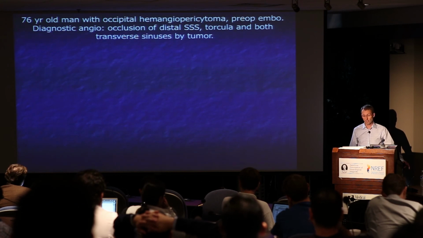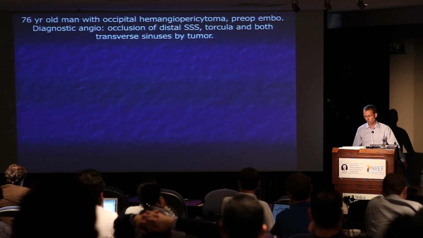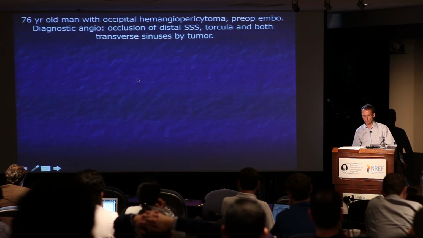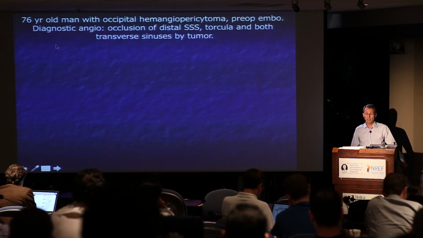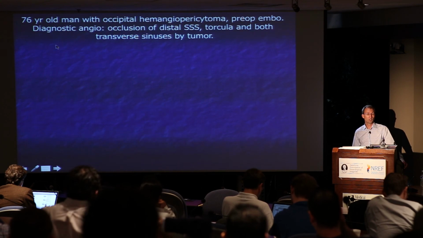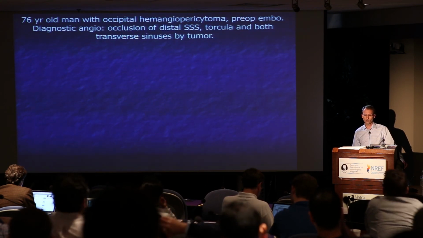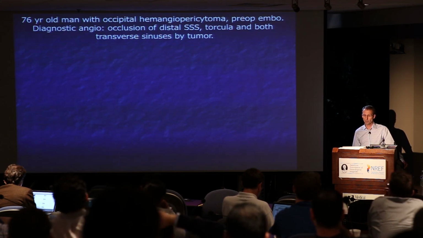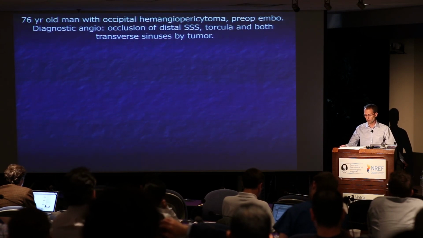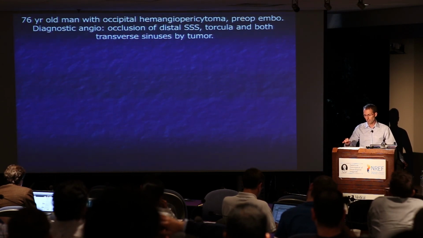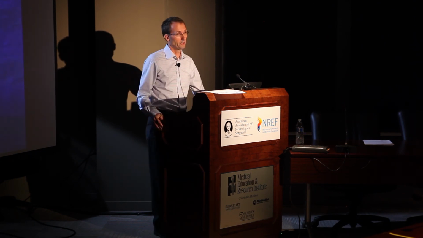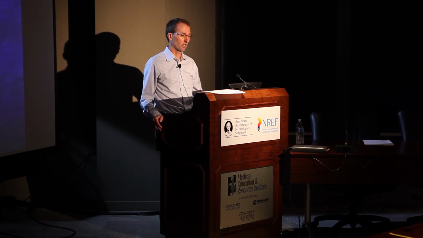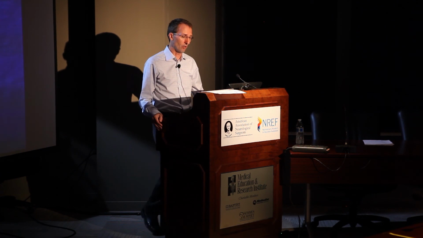So in the interest of time, I want to do at least one other case. I have a couple others, but just to emphasize a slightly different approach. This is a 76-year-old man who was referred to us by our neurosurgical colleagues, had an ugly occipital hemangiopericytoma, and they asked us to do a preoperative embolization. We did a diagnostic angiogram which showed that this thing had occluded the distal superior sagittal sinus, the torcula. Both transverse sinuses were out.